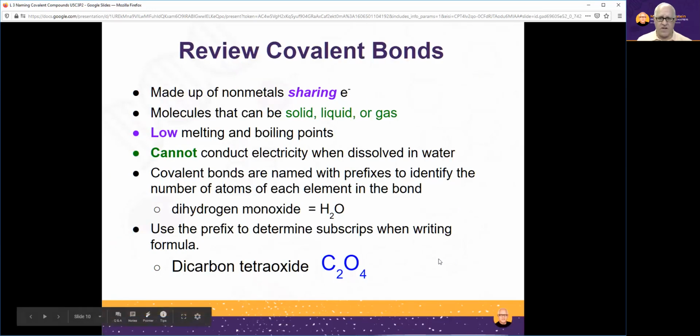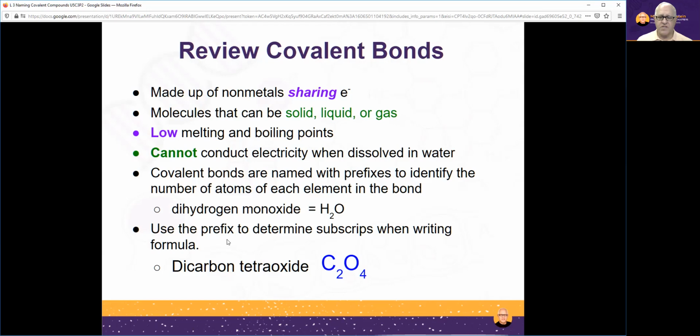All right, let's review covalent bonds. Covalent bonds are made up of nonmetals sharing electrons, and they're molecules that can be solids, liquids, or gases. They have low melting and boiling points. They cannot conduct electricity when dissolved in water. And covalent bonds are named with prefixes to identify the number of atoms of each element in the bond. And so here's an example, our friend dihydrogen monoxide. Well, that's H2O. 2 hydrogen atoms, 1 oxygen atom, sharing those electrons.